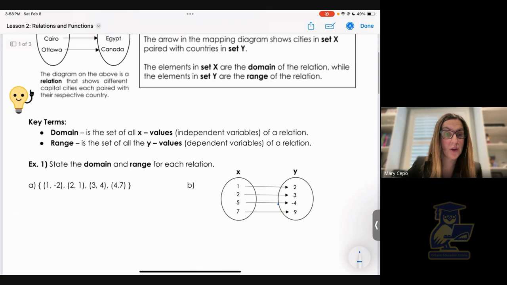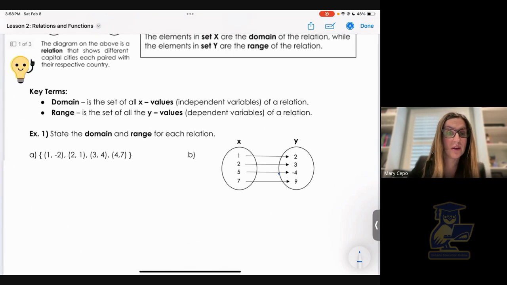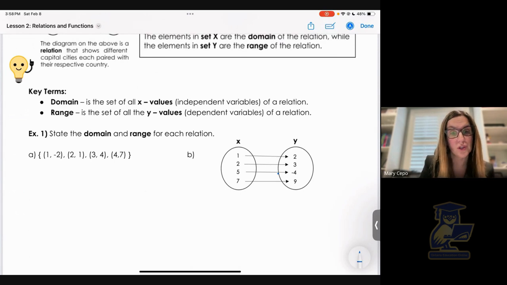What is a domain? Domain is the set of all X values, which are our independent variables of a relation. A range is the set of all the Y values, dependent variables of a relation. So the domain are all the possible values for X, and the range are all the possible values for Y. With that, let's look at example 1. State the domain and range for each relation.